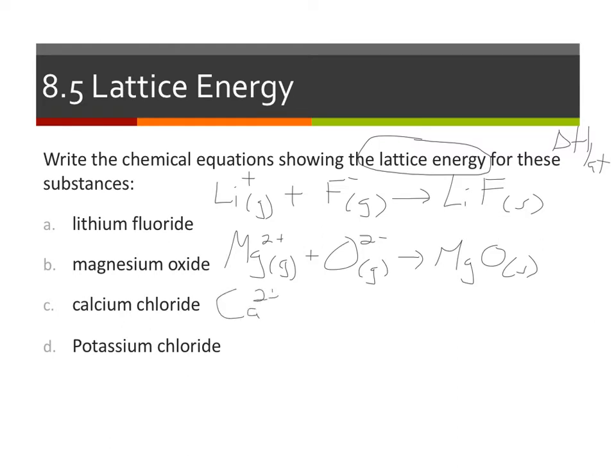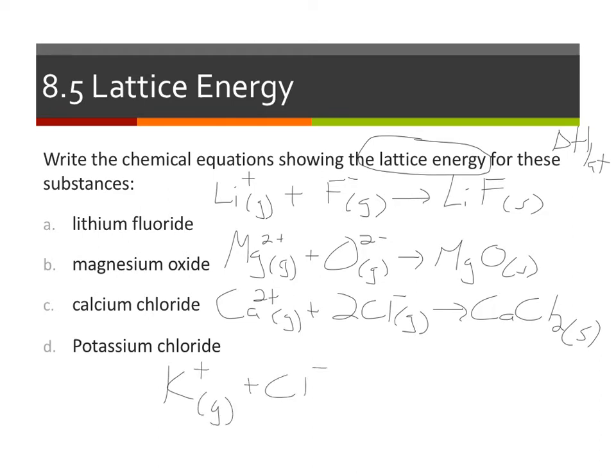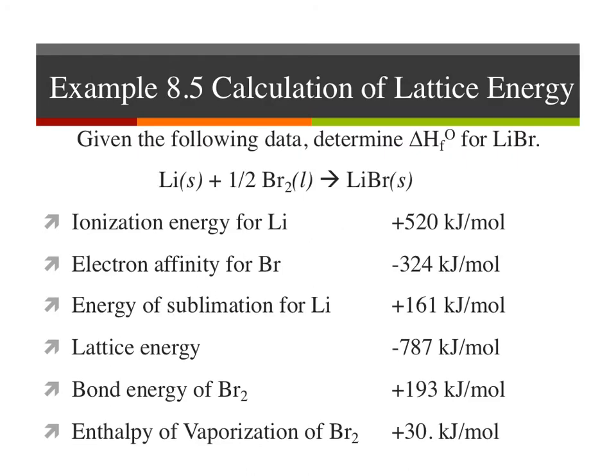Calcium is +2, gas, plus 2 Cl minuses. Those are two individual atoms. That's fine. 2 Cl gases make CaCl2 solid. And then the last one, potassium chloride, potassium plus gas plus Cl minus gas makes KCl. Okay, the rest of our time we're going to look at the energy requirements required to do that.